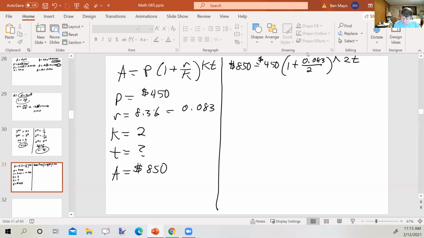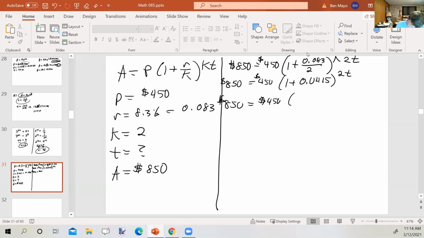Okay, now let's see if I can clean this up a little bit. If I take 0.083 divided by 2, my equation is 850 equals 450 times 1 plus 0.0415 to the 2t power. So then 850 equals 450 times 1.0415 to the 2t power. Okay, so I simplified what was inside of the parentheses, but now I need to get that exponential part by itself.